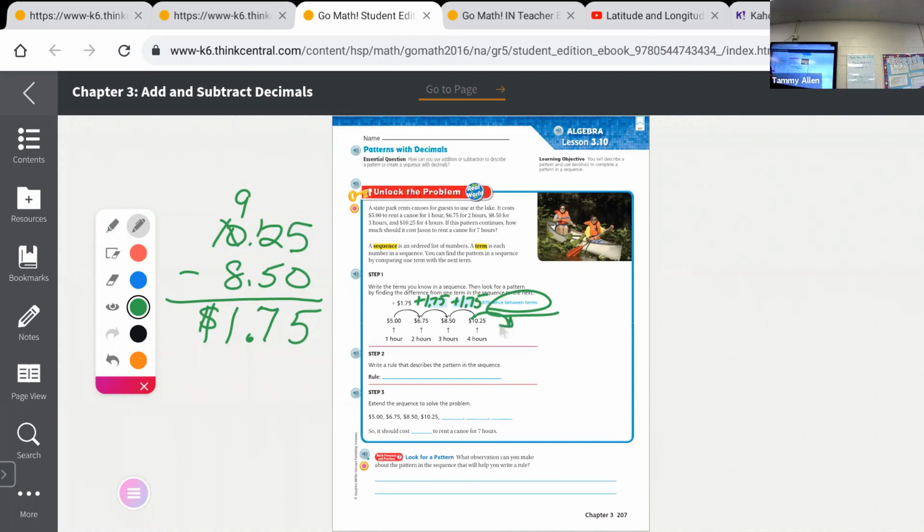You would take $10.25 and... Nope. How do we find the next one? Add $1.75. There we go. We would add $1.75. Go ahead and add the $1.75 to it.